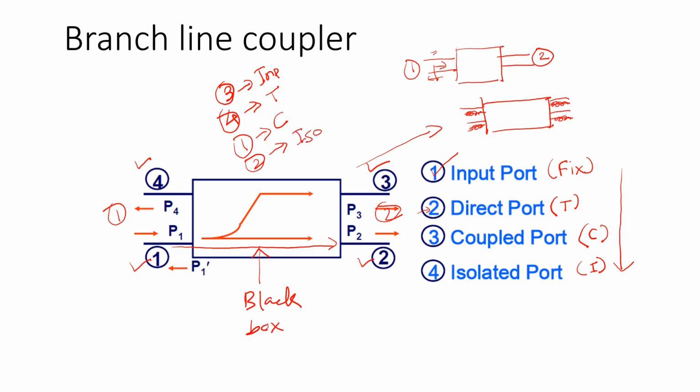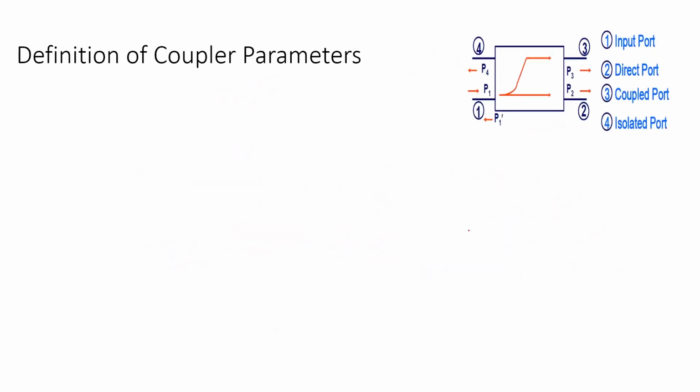So you need to keep this in your mind, because during my time also these things were not clear in the first go, so I was a little confused about it, but I think I have cleared this up for you. You can choose any port as your input port, and accordingly the names of the other ports will change. Okay, so next slide. Let's get some definitions of some coupler parameters.